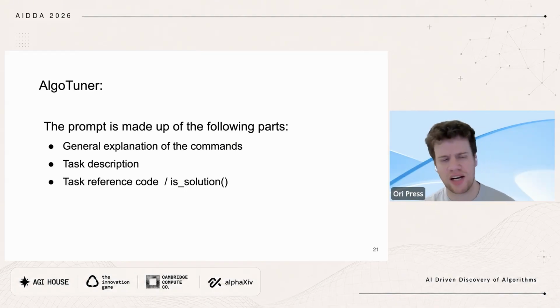Then finally, we give you basically everything in the prompt. We give you an explanation of the commands, the task description, the reference code that you have to beat, and even the function that checks that your code is both optimal and valid. So we don't hide anything. We tell you to do whatever you want to do. I think it's one of the benchmark settings that limits you the least in terms of agents.